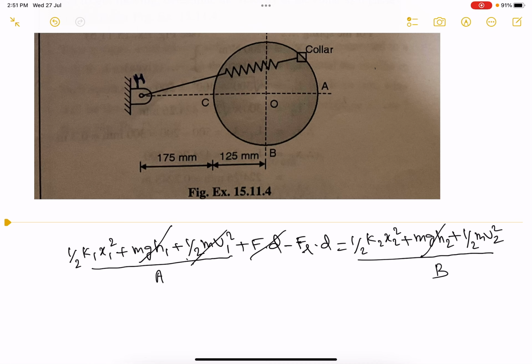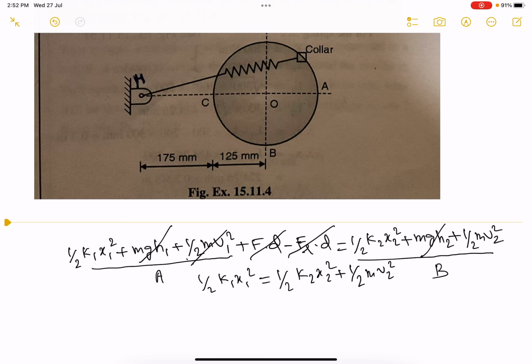F into D. Also, you are told that there is no friction, right? The description says that there is no friction. So this energy is also gone. So what you have is basically half K1 x1 square is equal to half K2 x2 square plus half m v2 square, right? This is what we have, and what we want to find out is v2.